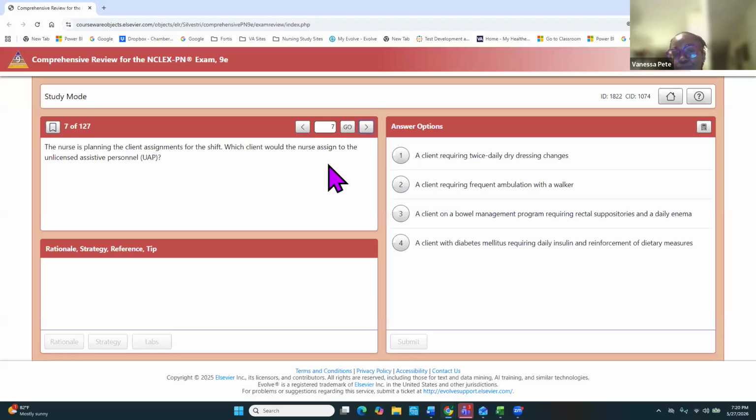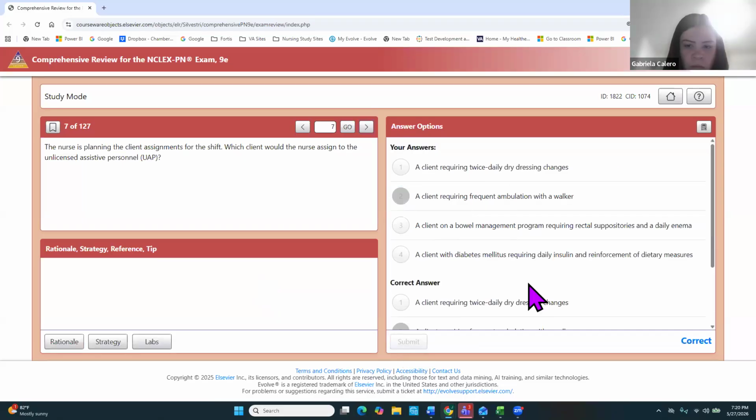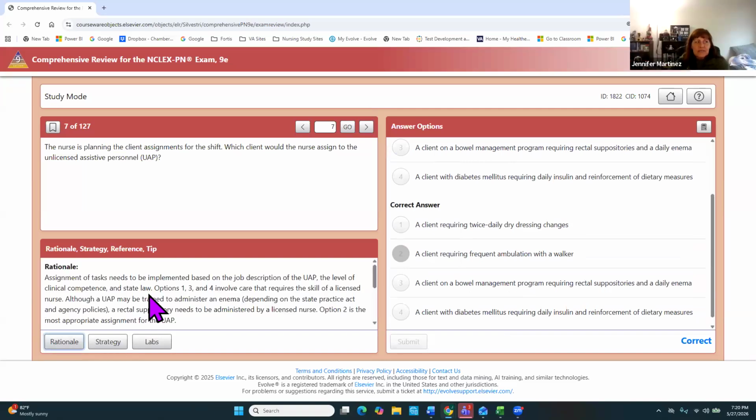2. 1. All right, majority rules, we got 2. So yes, assignment of tasks needs to be implemented based on the job description of the UAP, the level of clinical competence, and state law. So 1, 3, and 4 involve care that requires the skill of a licensed nurse. Although the UAP may be trained to administer an enema, depending on the State Nurse Practice Act and policy, a rectal suppository needs to be administered by a licensed nurse. So option 2 is the most appropriate assignment for that UAP.